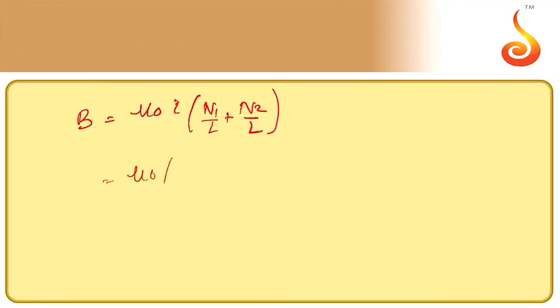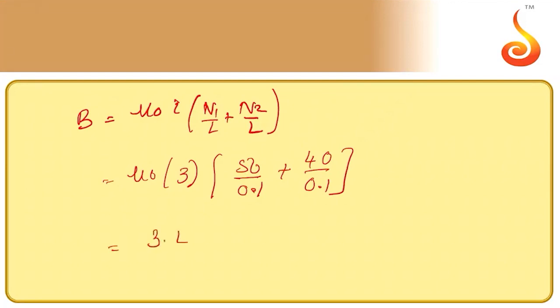Okay. The magnetic field is given by mu naught I into N1 divided by L plus N2 divided by L. There are 2 layers, so number of turns per unit length for those two will be different. So we can substitute for that: mu naught into current 3 into N1, 50 divided by 0.1 plus 40 divided by 0.1, and this simplifies to 3.4 into 10 to the power of minus 3 Tesla.